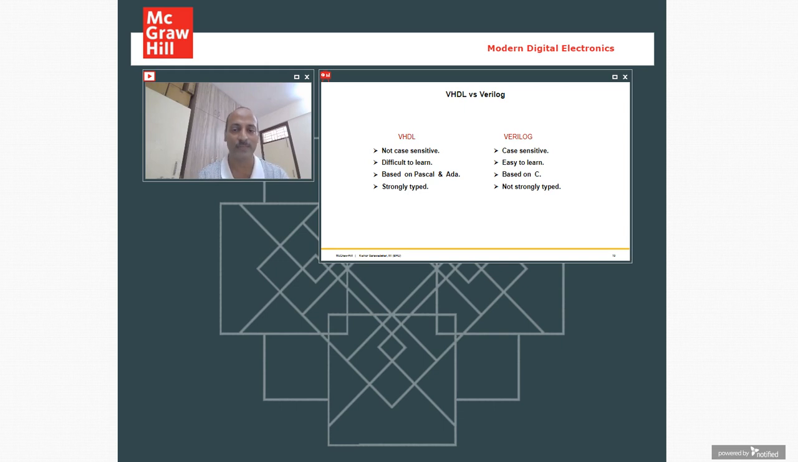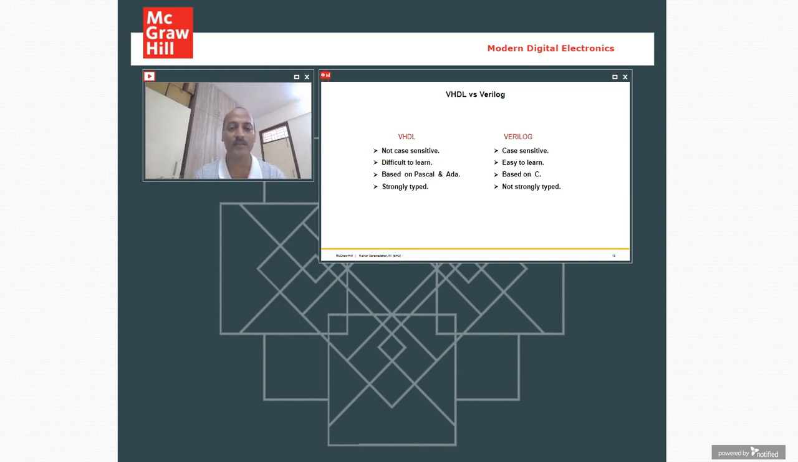The main differences are: VHDL is not case sensitive. You can write capital, small, whatever letters you would like, and it will not differentiate between your keywords or identifiers. But Verilog is case sensitive. So if you mix up capital and small, then Verilog is going to create some error messages.